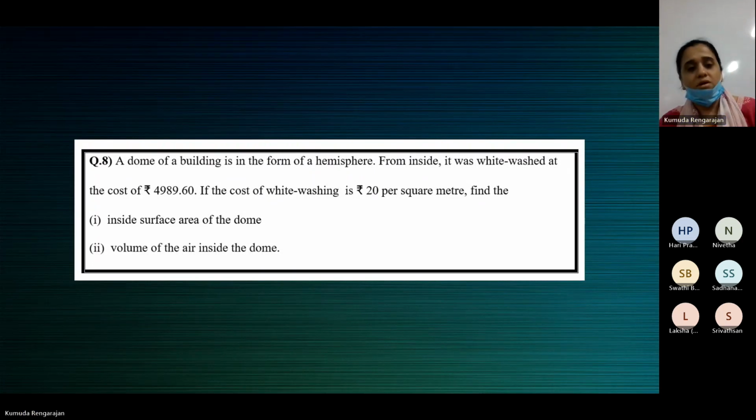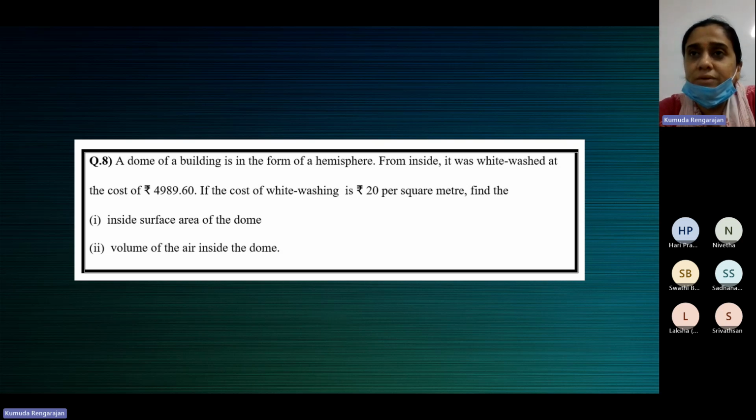Here, a dome of a building is in the form of a hemisphere. From inside, it is whitewashed at the cost shown there. If the cost of whitewashing is 20 rupees per square meter, find the inside surface of the dome and the volume of the air inside the dome.